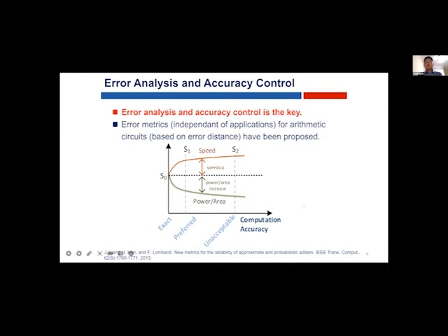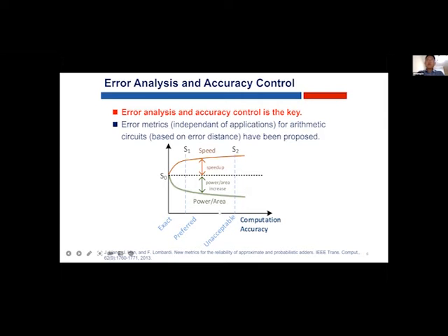To achieve this target, error analysis and accuracy control are very important. As shown in these figures, S0 is the exact design. What we would like to achieve is to slightly decrease the accuracy of the computation results, while further improving speed and reducing power consumption. However, we cannot go beyond point S2, because the results will be unacceptable. So the preferred design should fall in this reasonable range of accuracy.